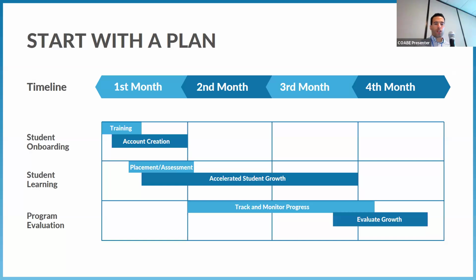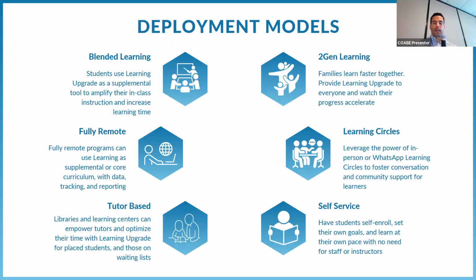So the way it'll work is we're starting training today. Month one, we'll focus on account creation for you and for your students. The students can get enrolled in the courses and start learning. You can track and monitor their progress, and then we can evaluate their success and their growth at the end there.